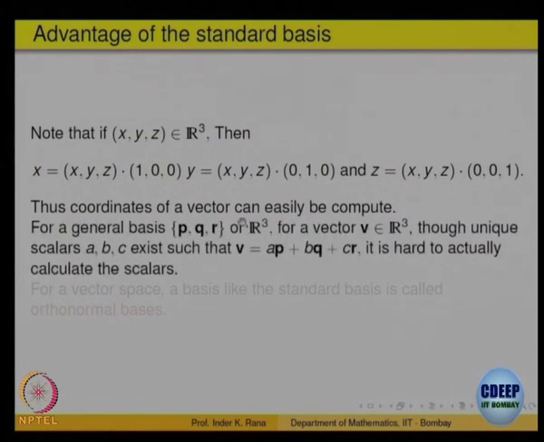So, that is what I am saying here. If you have got some p, q, r, some other basis, then writing v in terms of them, actually you have to calculate the coefficients by solving a system of equations. So, I am telling you what is the advantage of having 1 0 0, 0 1 0 and 0 0 1 over other bases in R2 and R3, right.